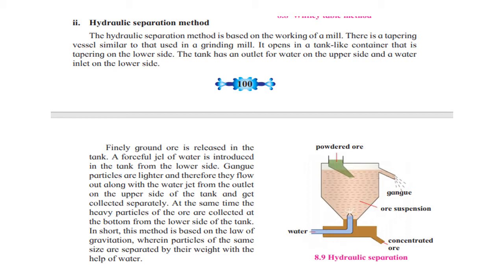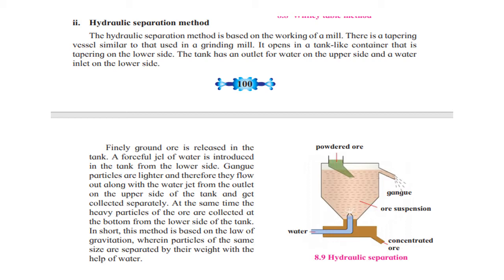The tank has an outlet for water on the upper side and a water inlet on the lower side. Look at the diagram. You have a cone kind of a thing, then you have a place where you put the powdered ore, and then you have a water inlet and an outlet place. Finely ground powdered ore is released in the tank from the top. A forceful jet of water is introduced in the tank from the lower side. The impurities are lighter, and therefore they flow out along with the water jet from the outlet on the upper side of the tank and get collected separately.